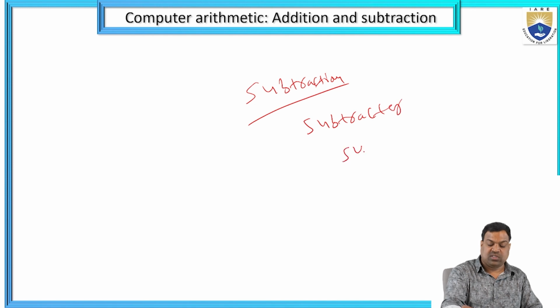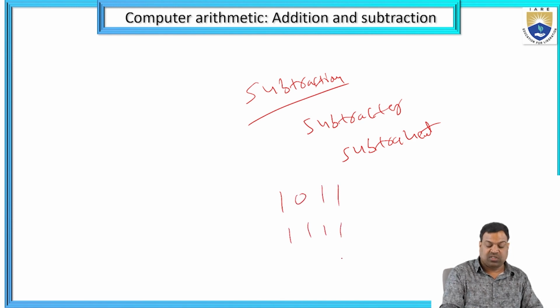Subtractor and subtrahend. So if I'm going for the 1011, all ones are there. Which one is the largest value? It is the largest value. It is the smallest value. So maybe we'll get the negative value.